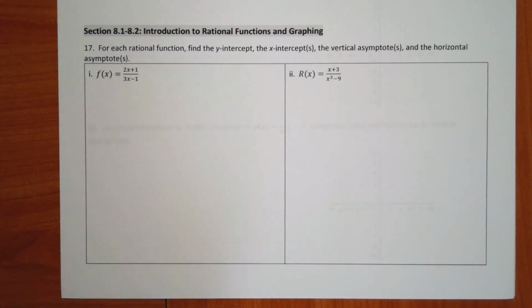Okay, let's talk about rational functions. All right, so for each of these in this first part, we need to find all the pieces. Find the y-intercept, the x-intercept, the vertical asymptote, and the horizontal asymptote.